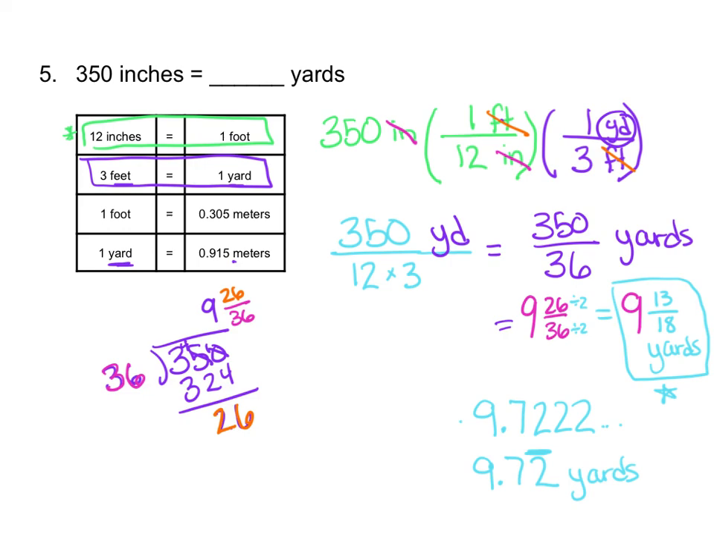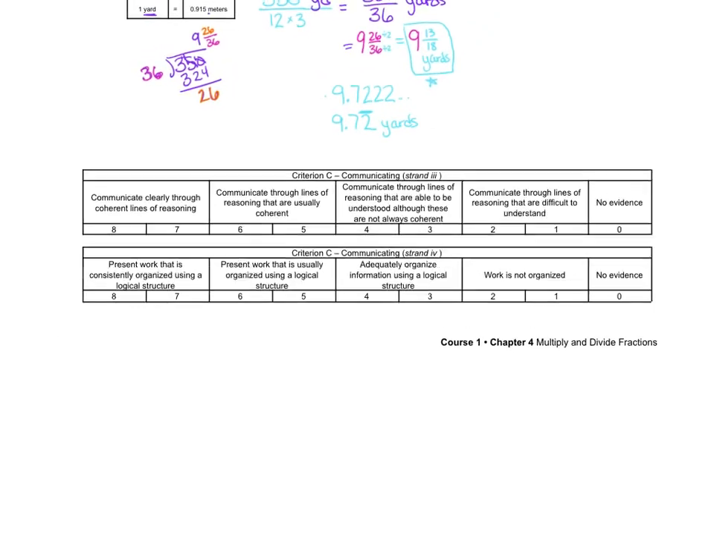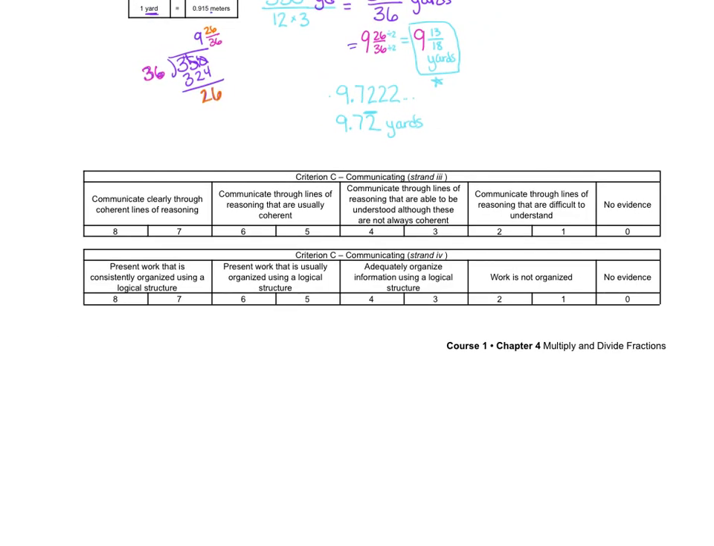Just remember that we are grading you on communicating, okay? So you need to be communicating through coherent lines of reasoning, using different strategies that we've taught you. Make sure that your organization is clear and logical. So if we are seeing work that is not organized, that means you have work, but it's not organized. But if you don't have work, that means that there's no evidence of it, and that would be a 0. So make sure that you are showing your work clearly. Good luck on your summative.